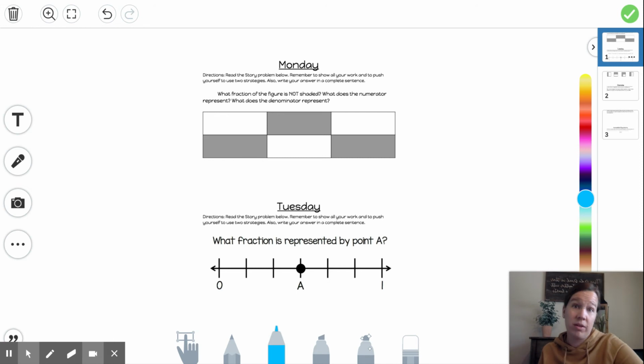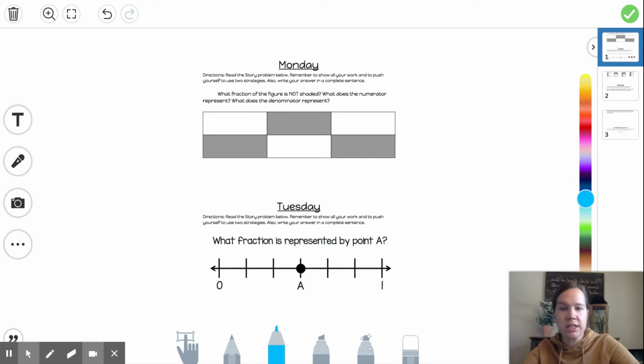Tuesday, we have a number line, and it says, what fraction is represented by point A? Well, none of these points on this number line are numbered. So I don't even know how many parts there are to my whole. So I have to figure that out first. And the way that I do that is I count from 0 to 1. That's how I find out how many parts it takes to get me to the whole amount.